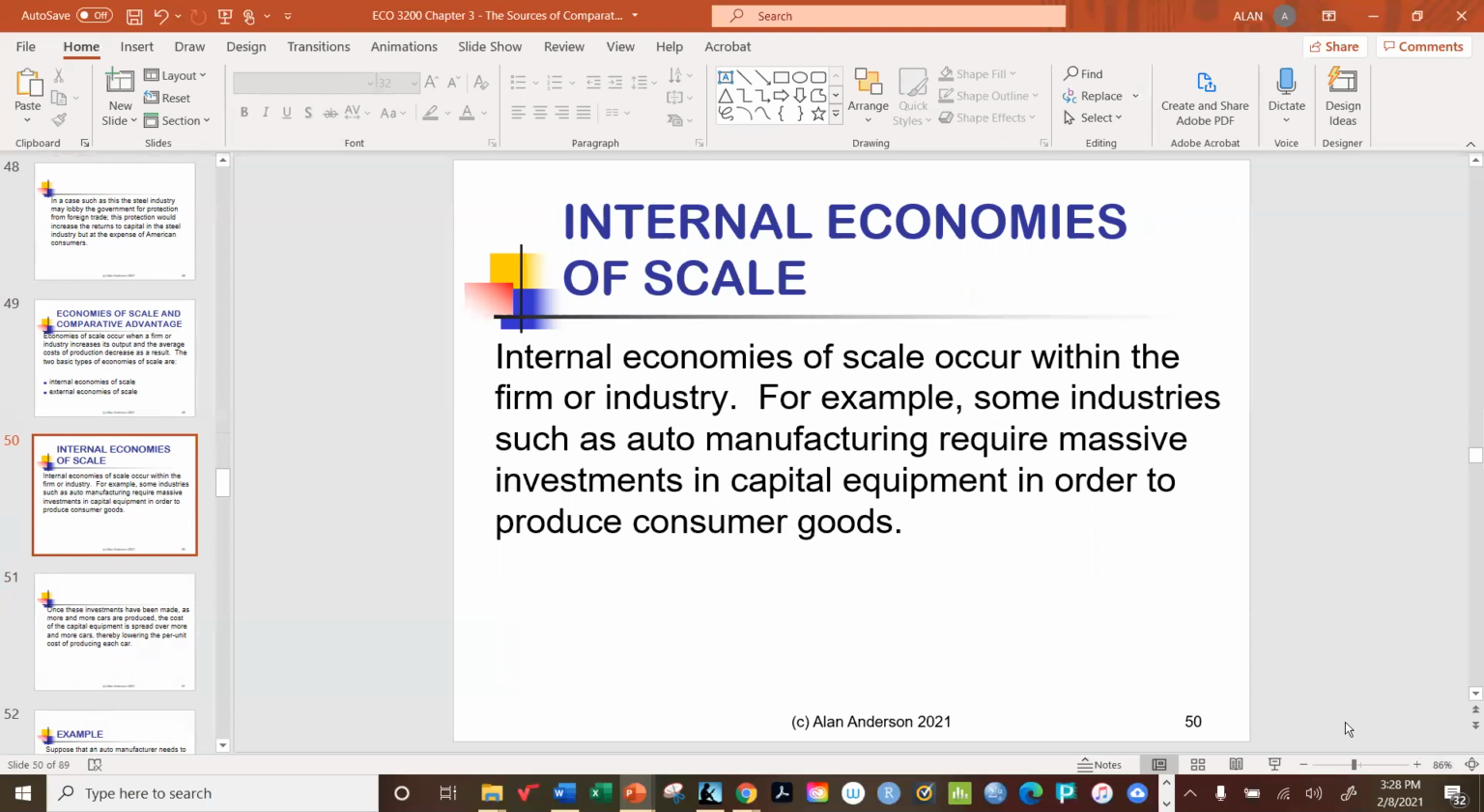Now, think about this situation. In an industry like auto manufacturing, you rarely see small auto manufacturers. You might see a very specialized company that makes a fairly small number of cars, but for the most part, auto manufacturing is done by large companies. Why is that? Because they need enormous quantities of capital equipment in order to build cars. It's just that simple. It has to be done with machinery, which is very, very expensive.